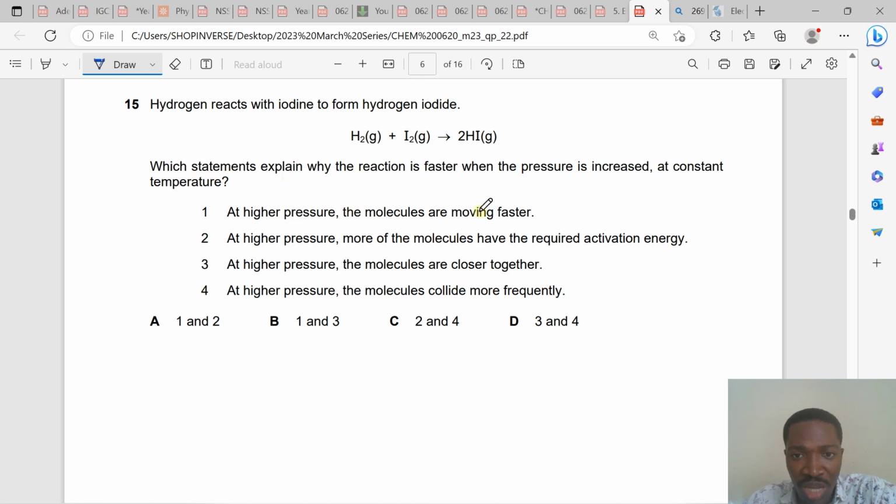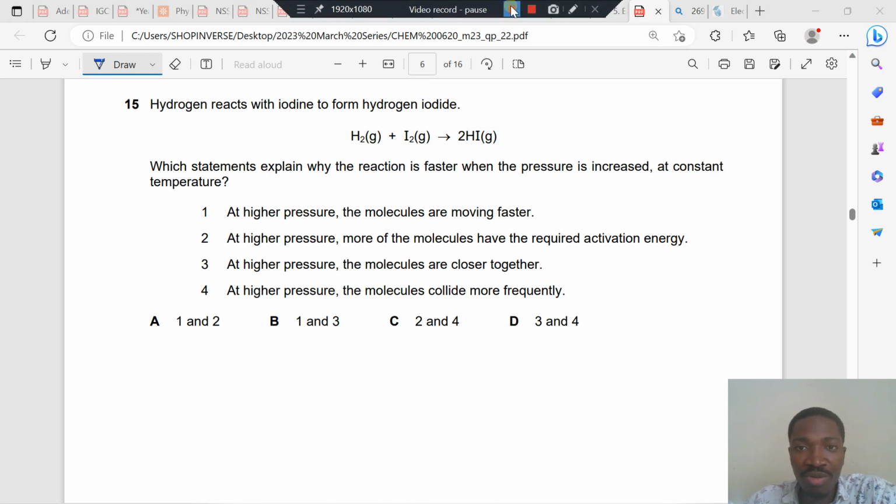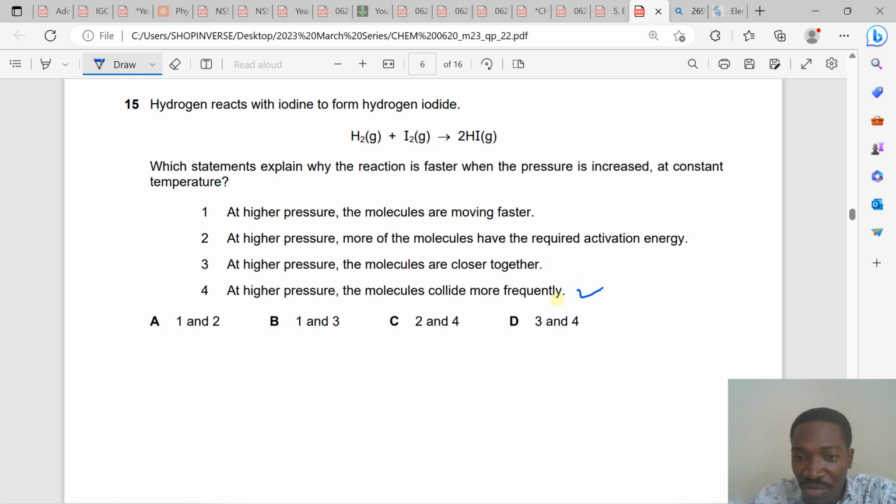At high pressure, molecules are moving faster. At high pressure, more molecules have the required activation energy. That also sounds good. At high pressure, the molecules are closer together. That's also meaningful. At high pressure, the molecules collide more frequently. Now, take note that for a chemical reaction to take place, there must be collision. So this one says the molecules collide more frequently. Yes, that is a very good and valid reason.